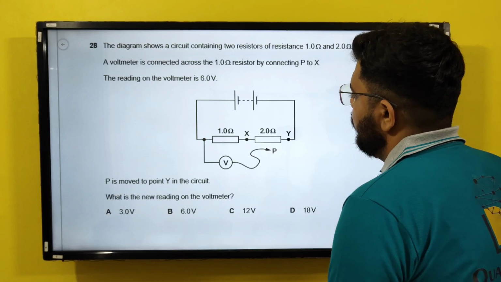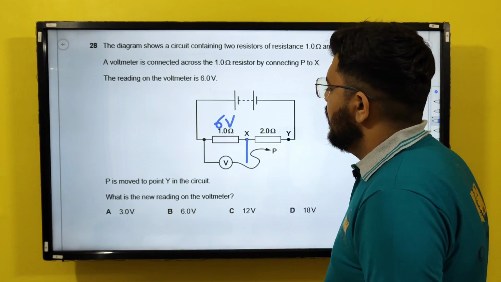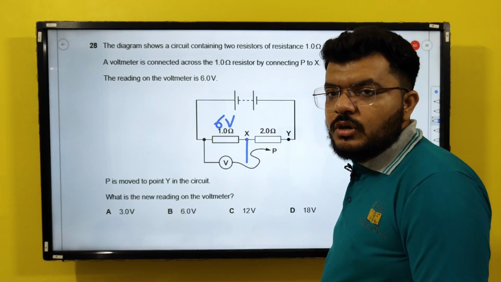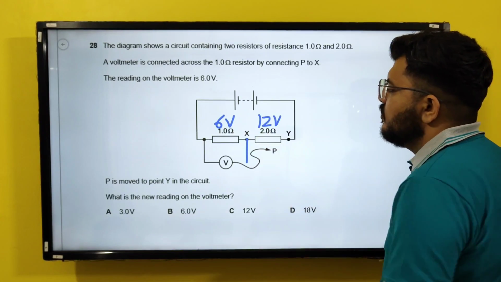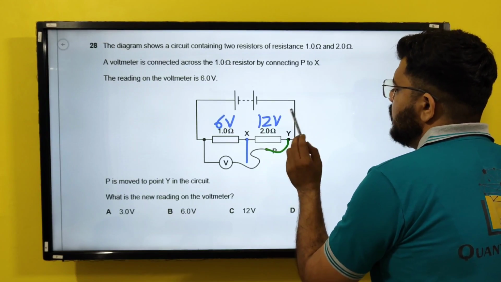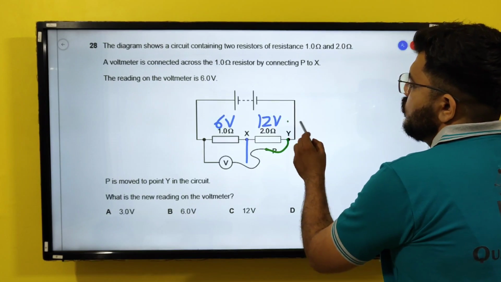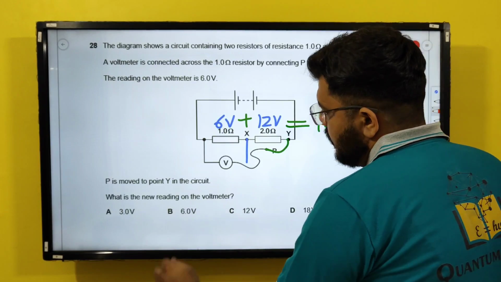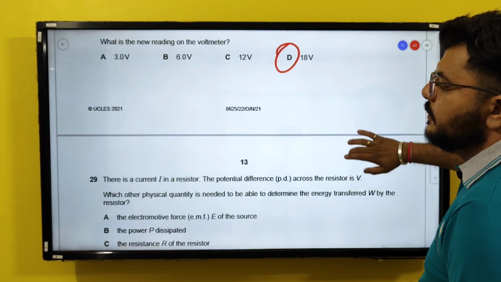Okay, so if you connected here, the voltage was 6, so volts across this is 6. Now going by the logic of potential divider, if the 1 ohm has 6 volt of potential difference across it, this will have twice of it because it is twice the resistance. Now if you connect this point P to Y, it will count the total voltage, which is going to be 18 volts. So let's find out. Where is it? It is option D. Option D is your correct answer.